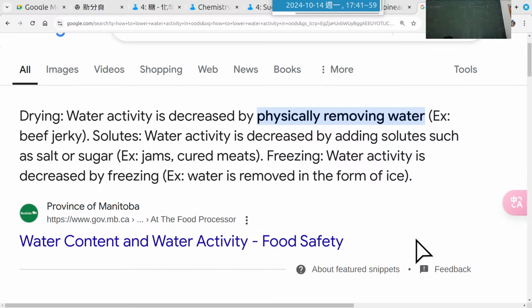I hope you can enjoy my teaching. I had a concept that activity water is different from water concept. Different concept. Water activity, in short definition, means that water is available.